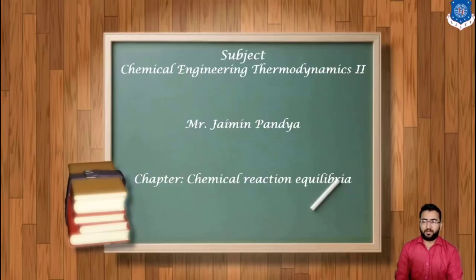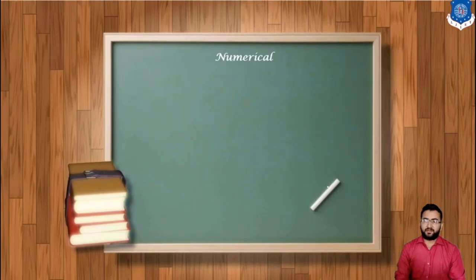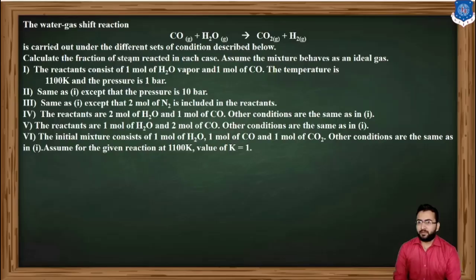So let's continue with chapter number 3, which is chemical reaction equilibria. In this lecture, we are going to discuss various numericals based on equilibrium constant, mole fraction and rate of extent. So let's start with this numerical. This is the most important numerical from the point of view of the exam.